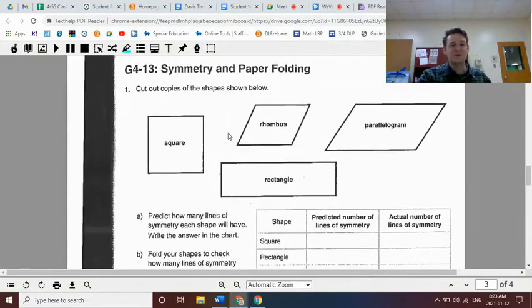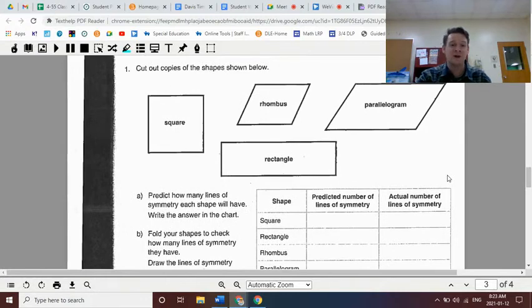Okay, so here's paper symmetry. It says cut out the shape shown here. So there's 4 quadrilaterals: rhombus, rectangle, parallelogram, and square. And you need to cut them out. Now, I know there's work photocopied to the back of this page. So what I did was I traced those shapes onto a different page. And I'm just going to cut out my parallelogram.